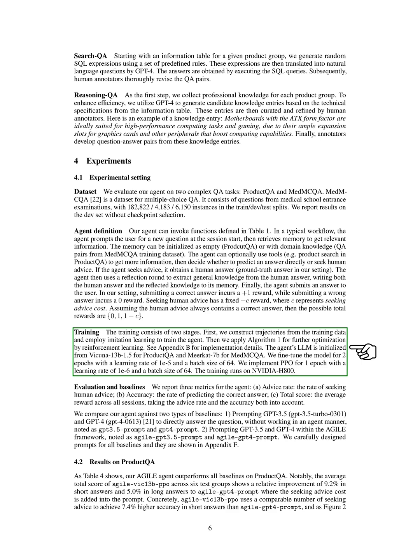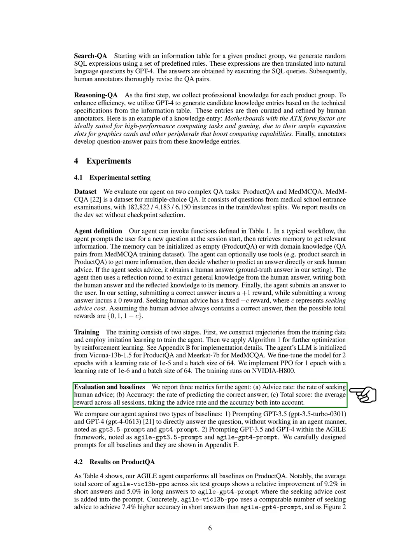Our agent's LLM is initially set from Vicuna 13B 1.5 for product QA and Meerkat 7B for MedMC QA. We fine-tune the model for two epochs with a learning rate of 1e-5 and a batch size of 64. Following this, we implement PPO for one epoch with a learning rate of 1e-6 and a batch size of 64. The training process takes place on NVIDIA H800.